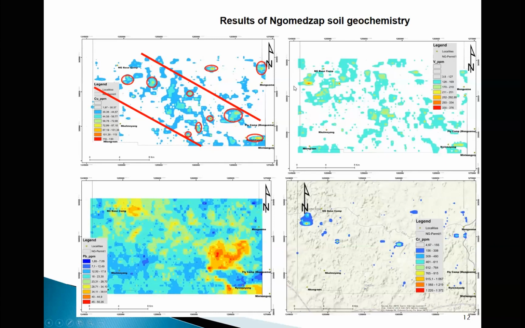Those porphyry centers, I'm also just referring to them as porphyry centers, as Asembe has noted. Similar kind of trend, even with lead, and similar kind of trend with chrome.